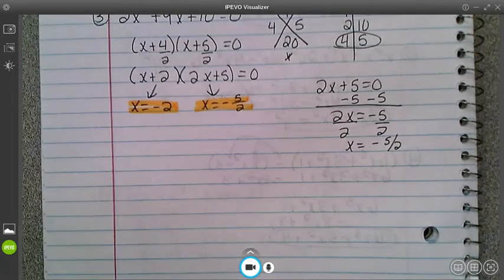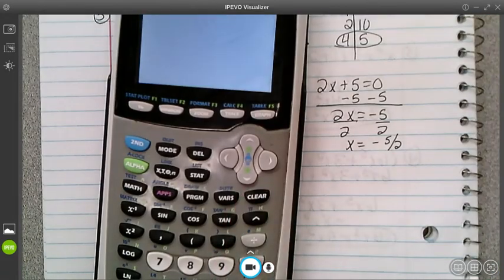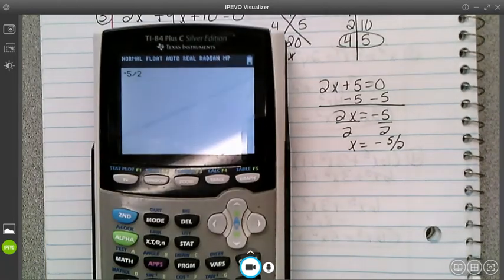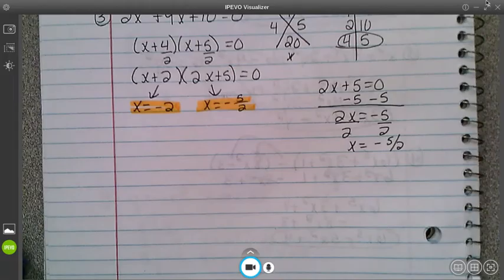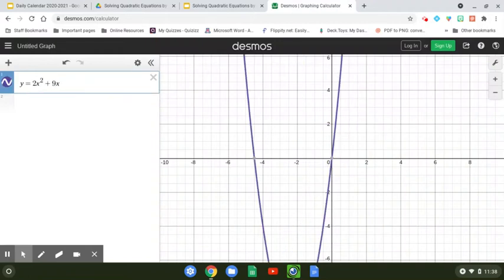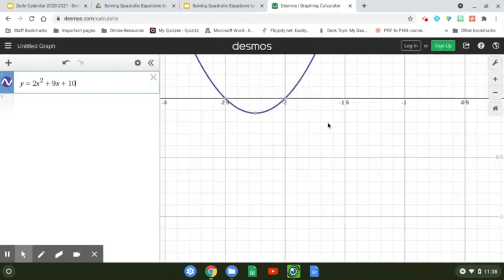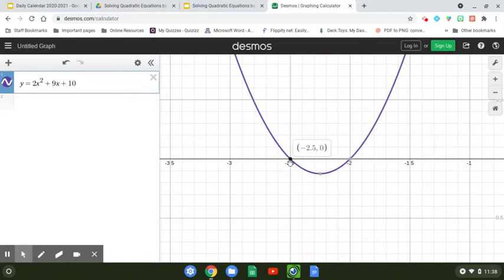Now, when we go to Desmos, it will not pop up as 5 over 2. So let's go ahead and convert that to a decimal because Desmos will only give us the decimal equivalents for the points. So Desmos is going to give us negative 2.5, which is the same exact thing. But let's just go back and see, just like last time. So y equals 2x squared plus 9x plus 10. Okay, and this one I'm going to have to zoom in a little bit, which is fine. There's your negative 2.5, which is the negative 5 halves. And there is your negative 20. Great way to check our work.